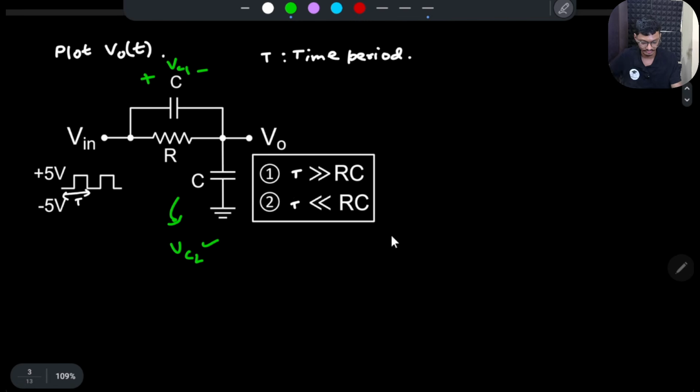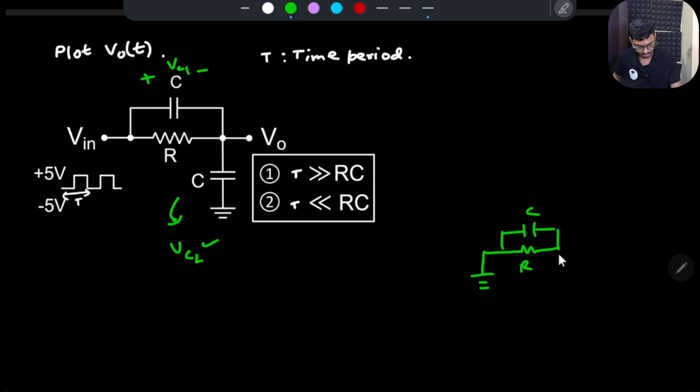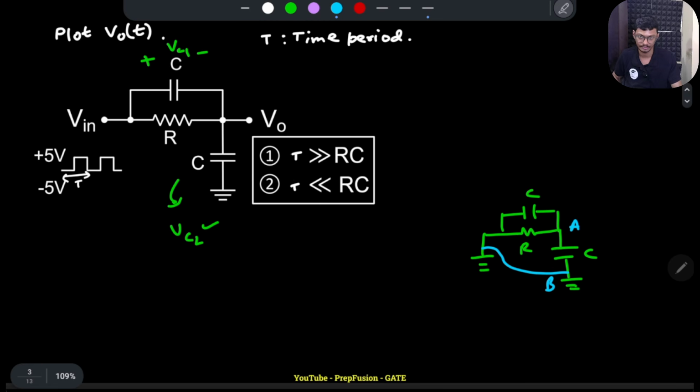Simply nullify the input. If I nullify the input, it will be shorted. Then this R is there, this C is there, this C is there, and then I have the output. So these two capacitors are in parallel, right? So A and B, if I assume this B point is the same because both are grounded, then across A and B I have two capacitors in parallel. So this will be 2C and R is also there. So R equivalent is R, C equivalent is 2C. So your time constant is actually 2CR.